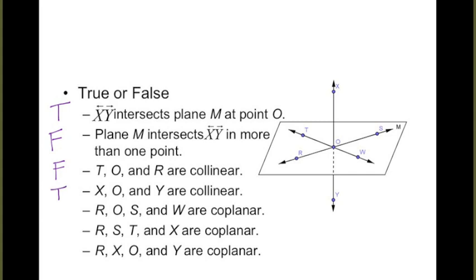R, O, S, and W are coplanar. True. They all exist in plane M. They are all on that flat sheet of paper. R, S, T, and X are coplanar. False. R, S, and T are all in a plane together, but X is not with them, so that is false. R, X, O, and Y are coplanar. False.